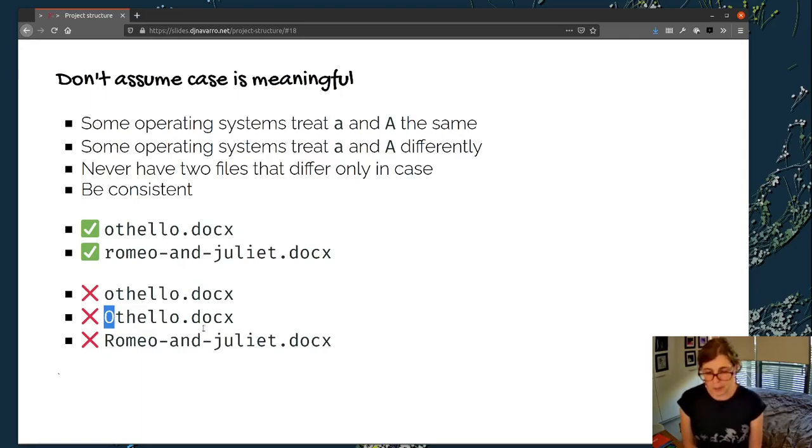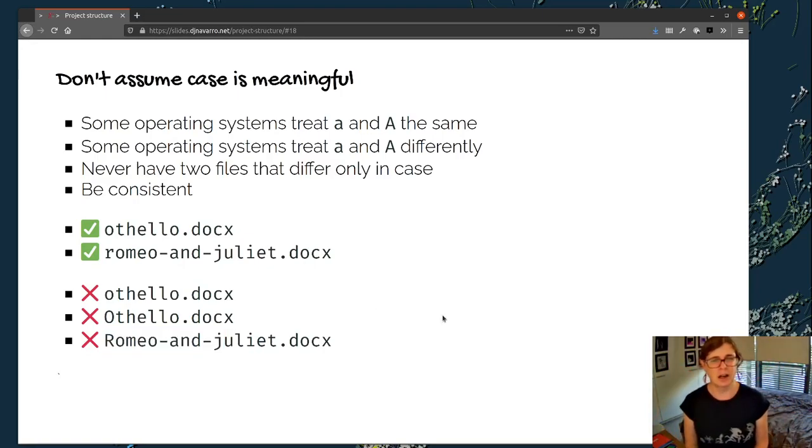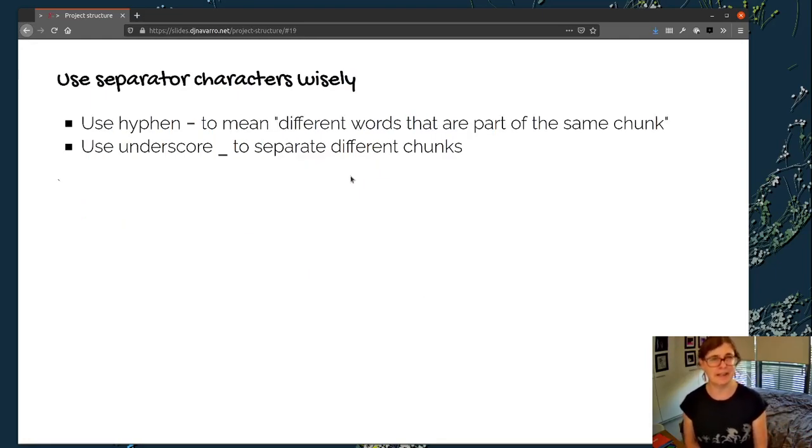Some operating systems will assume that they're the same file name. Other operating systems will assume that they're different. And generally I feel like things like this, like Romeo and Juliet, where one name is capitalized and the other name is not, is just a recipe for disaster. Everything lowercase makes everything nice and simple and less likely to give yourself a headache a little further down the track.